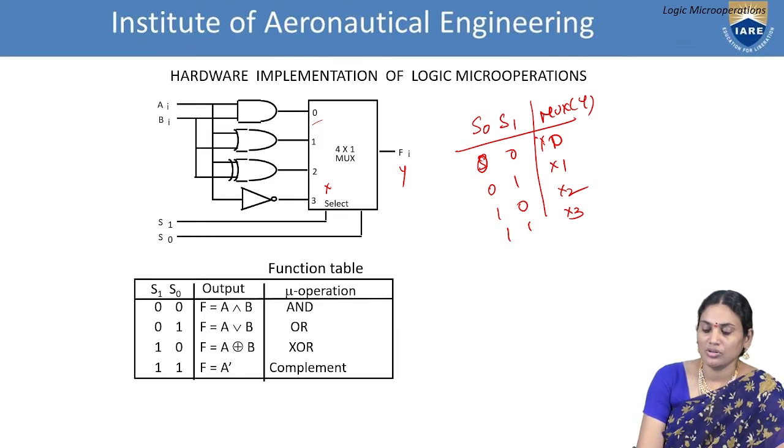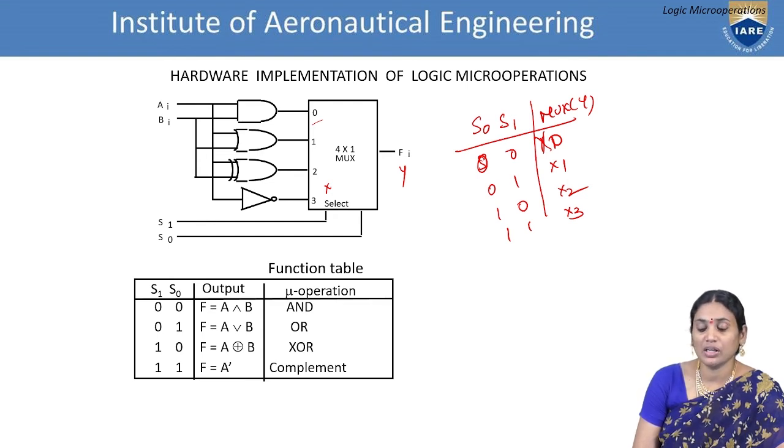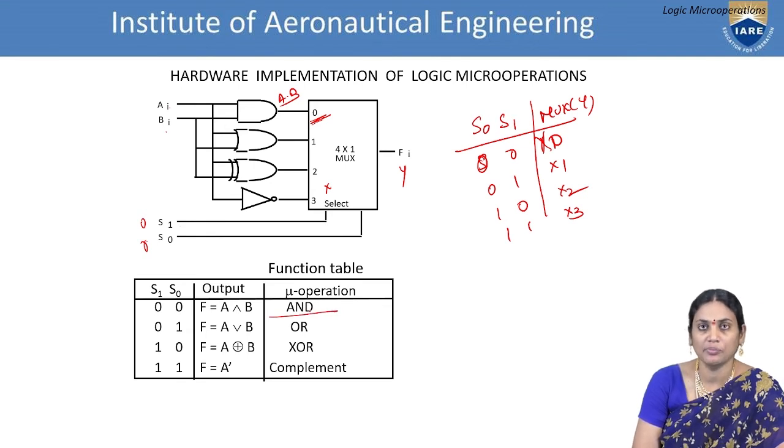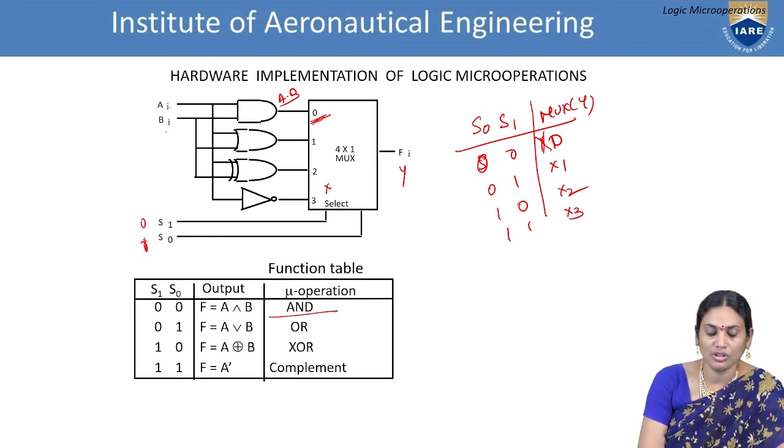Now, basing on this particular multiplexer operation, we are going to select the case. For example, if Ai and Bi are there, along with the selection pins, if it is 0, 0, then the first pin X0 will be selected. X0 means the AND operation will be selected, and the operation is designed as A and B. And if it is 0, 1, then this pin will be selected and the output is Y equals A or B.